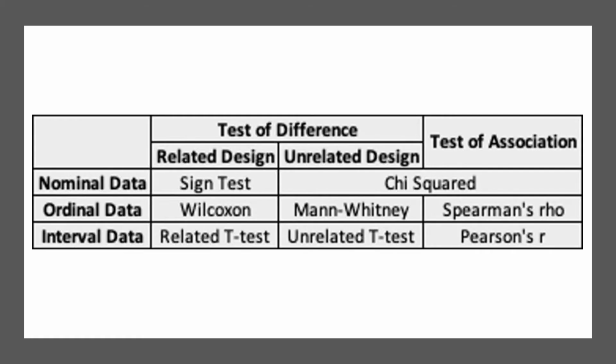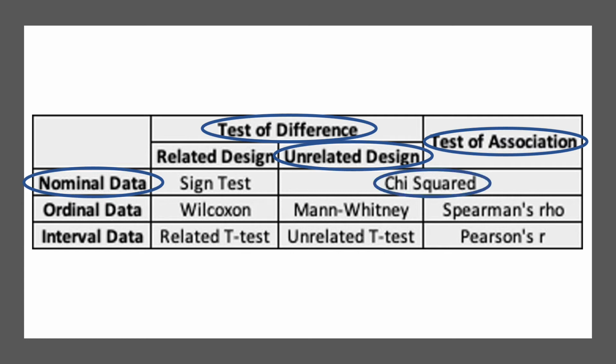So why are we choosing a chi-squared for this investigation? It's a test of association and a test of difference. With the test of difference, it's an unrelated design because men and women would have to be independent groups. And the data is nominal because it's just going to state what categories they are, whether they are male or female, and whether they base their moral decisions on an ethic of care or an ethic of justice. So therefore, we're going to be looking at chi-squared.